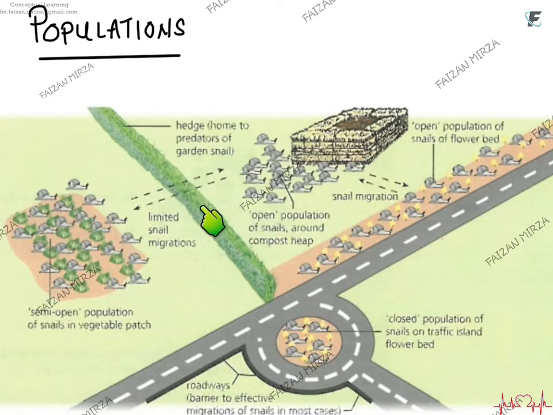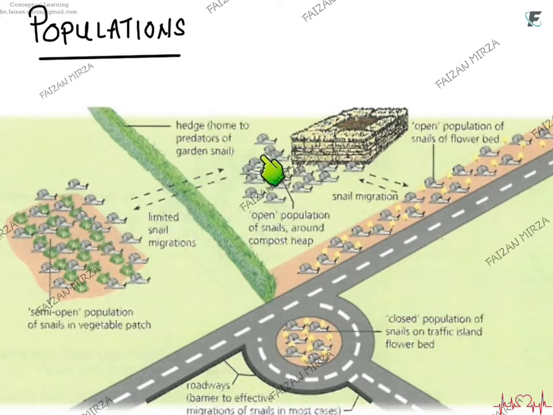Now when the hedge forms here, this population of snails cannot migrate there, and they cannot migrate here, and even if migration occurs, only limited migration can occur. So this is a semi-open population of these snails in this vegetable patch. So they will keep on reproducing, and the genetic combination that they have are the ones which they will be passing on to their offspring.